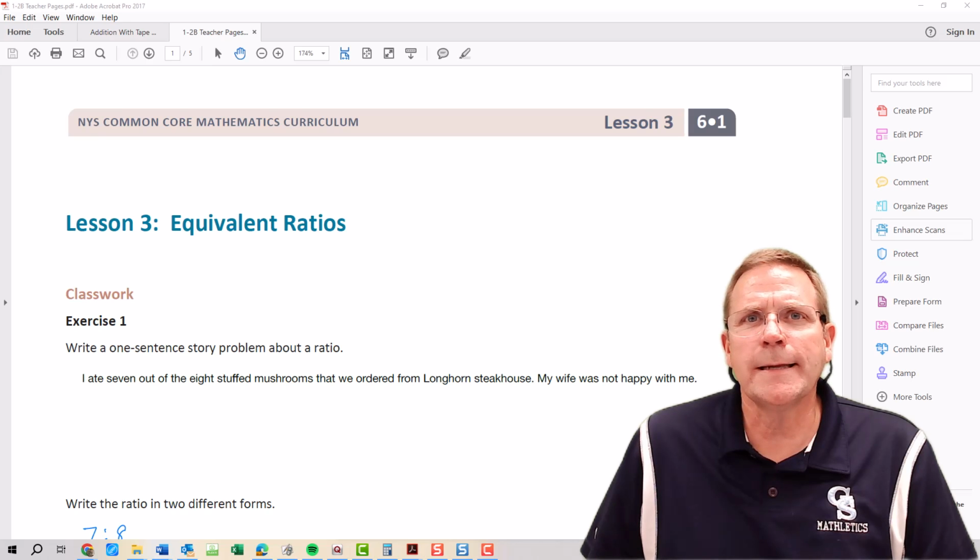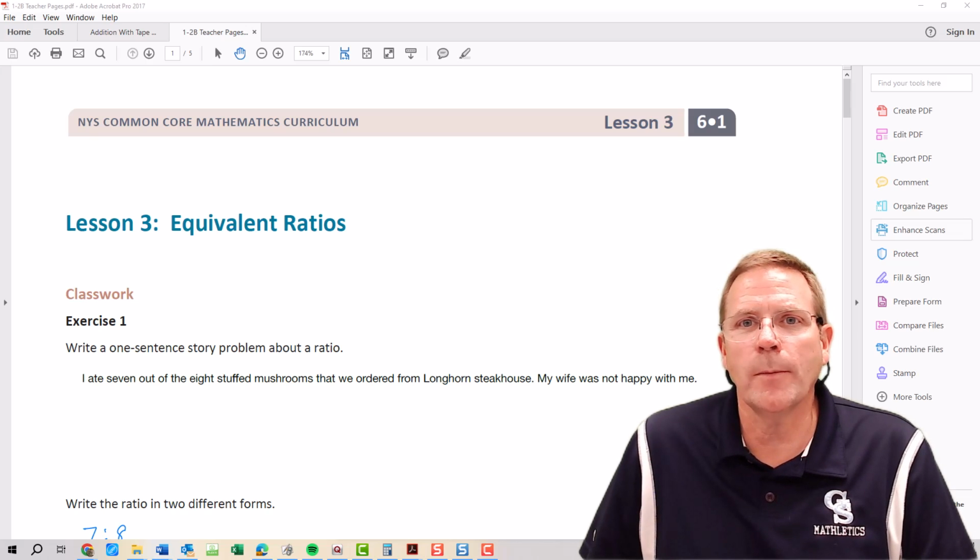Welcome back for our second lesson in 6th grade accelerated math. This time we're going to be learning to understand simple and equivalent ratios. We're going to use something called a tape diagram to do that. It's actually going to be pretty cool.